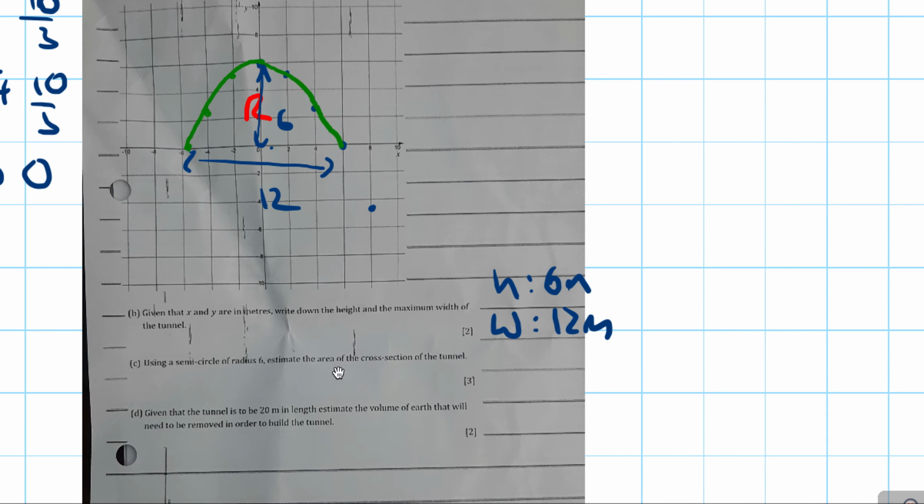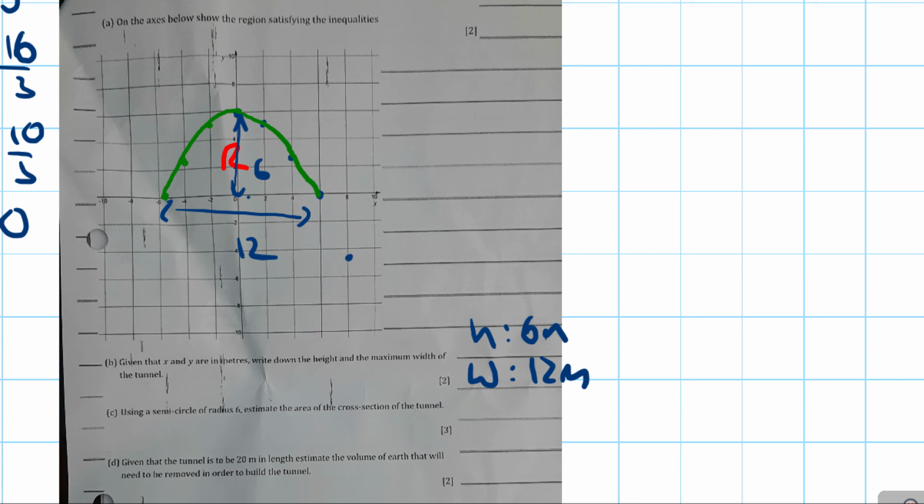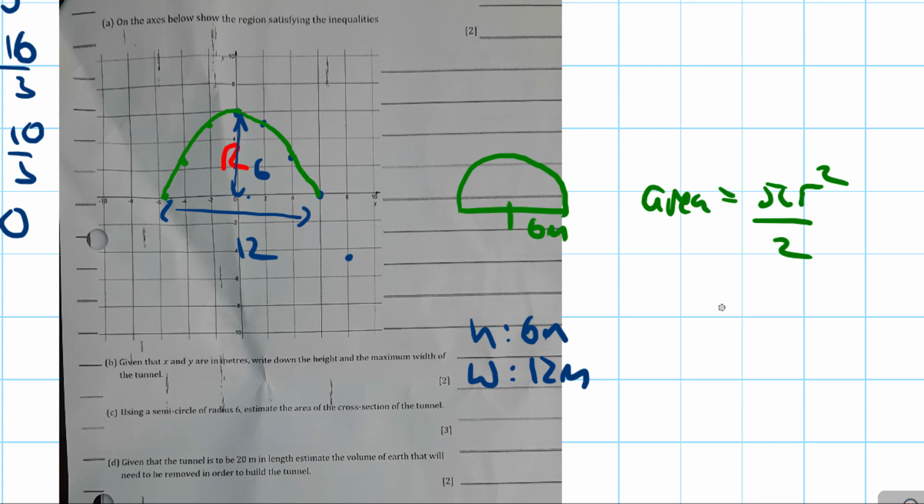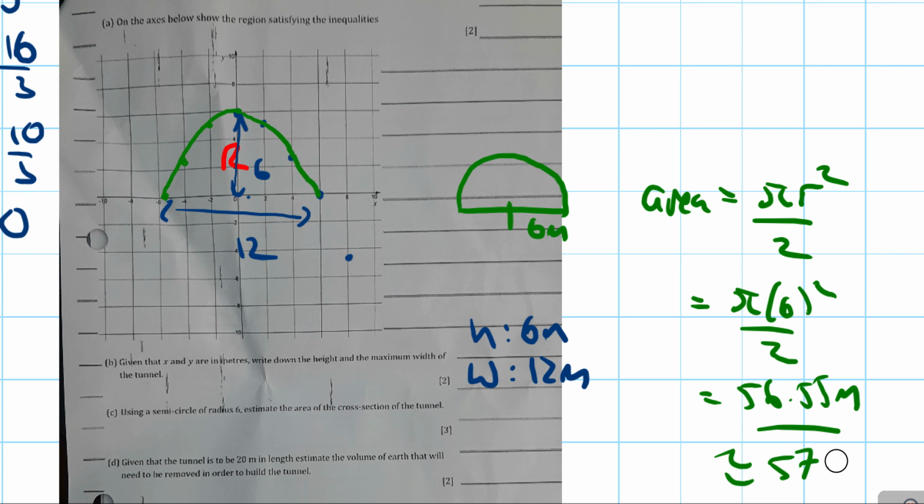Using a semicircle of radius 6, estimate the cross-section area of the tunnel. So we're assuming that it looks something like this, where this is 6 meters. The area of the tunnel is going to equal the area of a semicircle, so pi r squared over 2. That's equal to pi times 6 squared over 2, and you can just plug this directly into the calculator. It's equal to 56.55 meters squared, so around about 57 meters squared altogether.